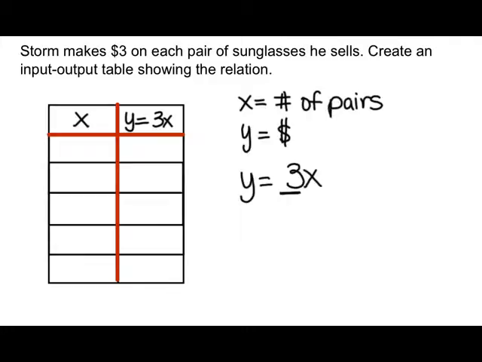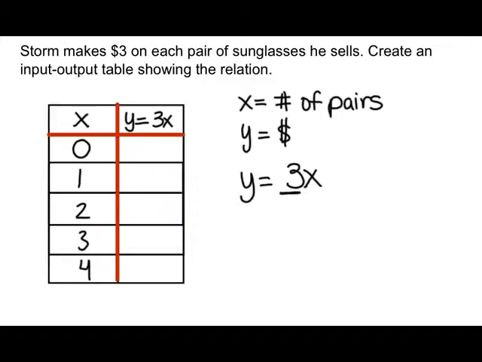But we have a problem here. Could Storm sell a negative amount of sunglasses? Probably not. So maybe he sells 0. I'm just going to pick some other values: 1, 2, 3, and 4. It really doesn't matter which ones you pick. Well, let's think about it.